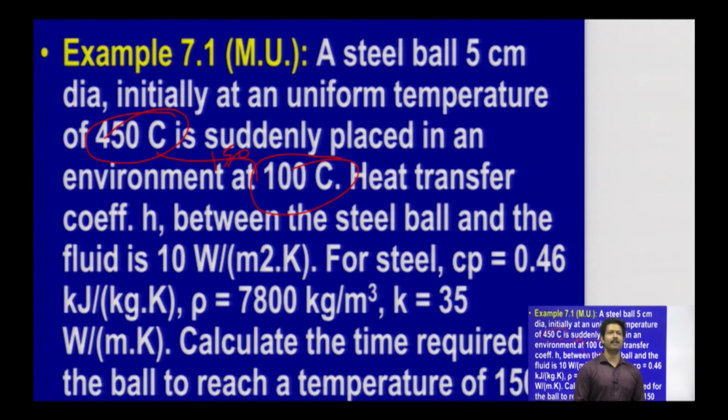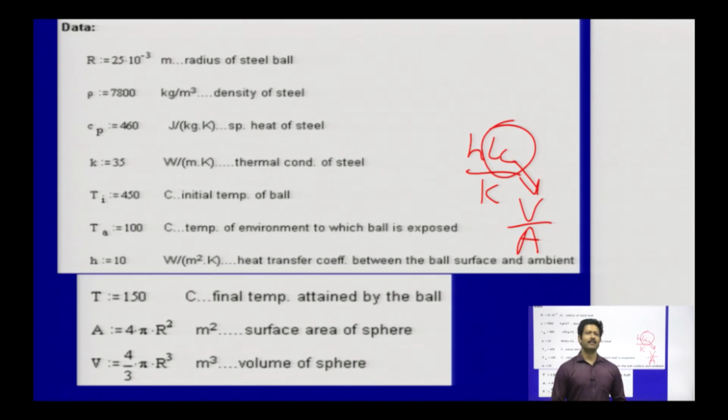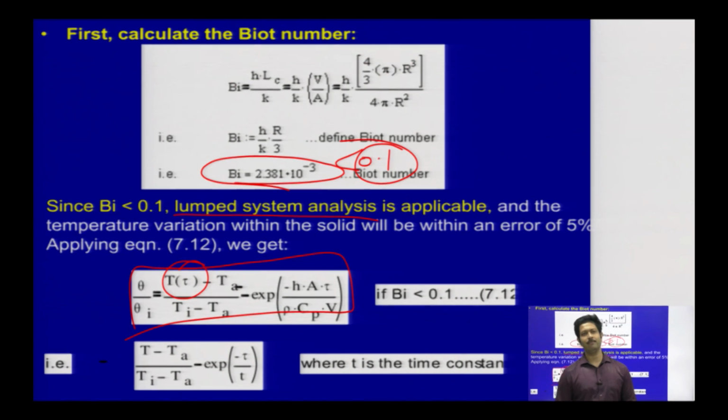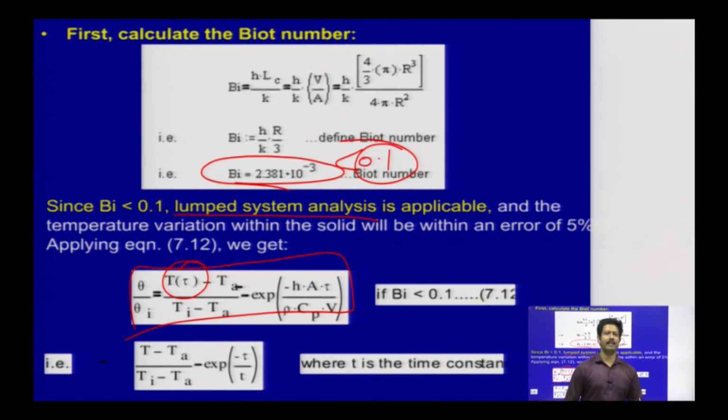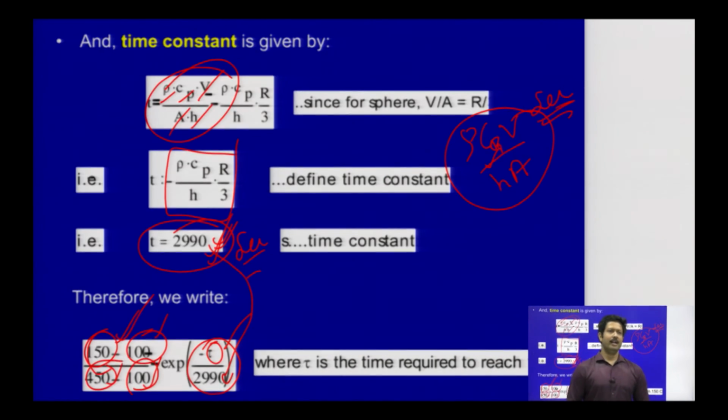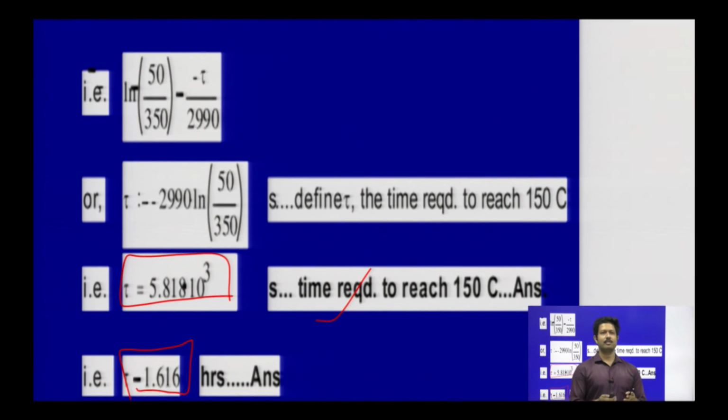Now we have seen a numerical, and we have calculated the time to reach from 450 to 150 degrees Celsius. And this is the numerical that we have done. We checked that the Biot number is less than 0.1, and only then can we confidently tell what kind of analysis to implement. Then we calculated the time constant, and after that the actual time to reach 150 degrees Celsius. This is the time that we have calculated, 1.6 hours.